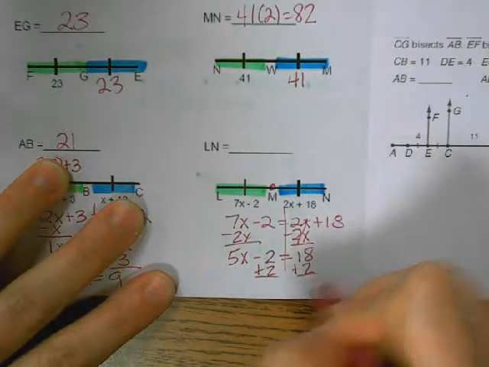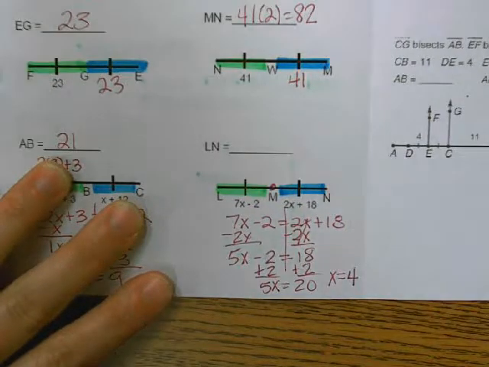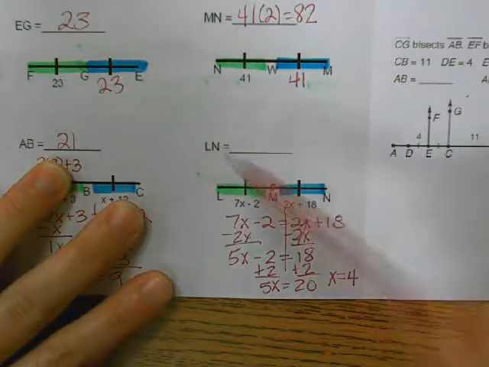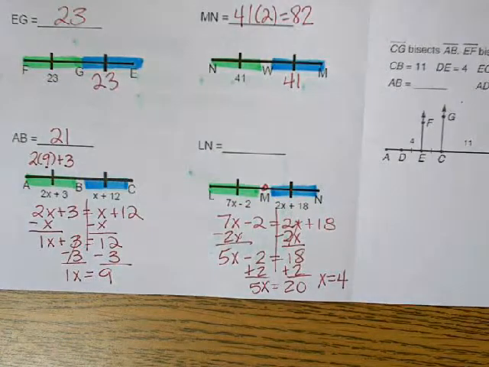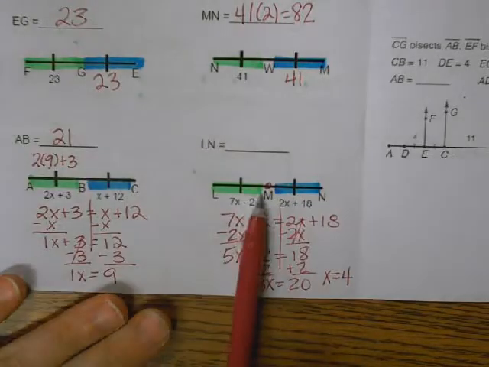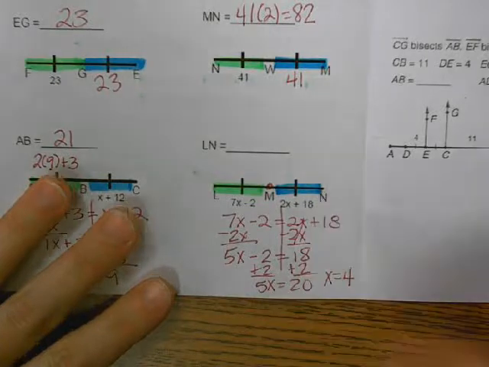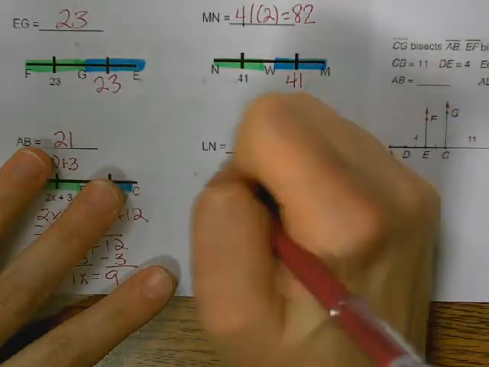Add 2. 5x equals 20. Divide by 5, so x equals 4. It wants to know LN. So just like up at the top with the angles, I can find one, either the green or the blue. And because they're congruent, I can multiply them by 2 to get the whole length, because LN is the whole length. So I'm going to find one of them.